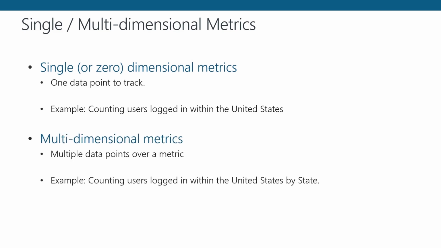What about multi-dimensional metrics? While this boils down to only being one number tracked, we're separating the metric by multiple dimensions. In our example of counting users logged into the application within the United States, we can easily transform this into a multi-dimensional metric by tracking the users in the United States by the state they reside. One dimension is the users logged in within the United States, and the other is the state they reside.